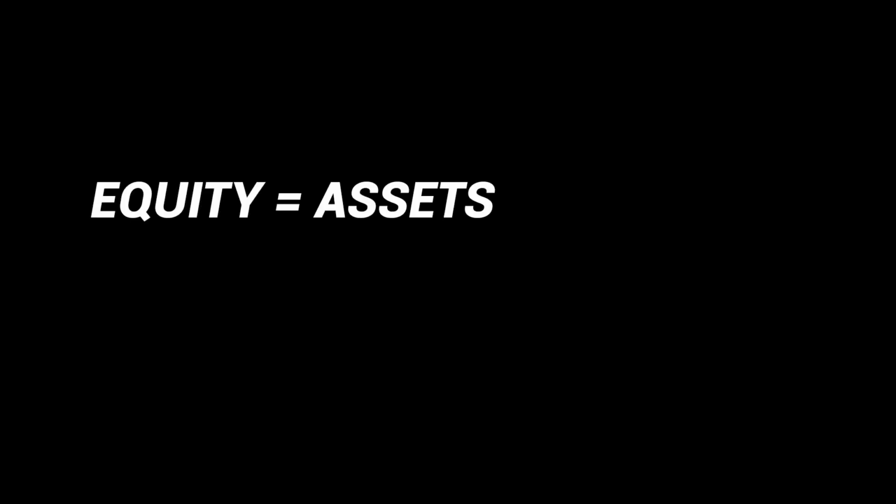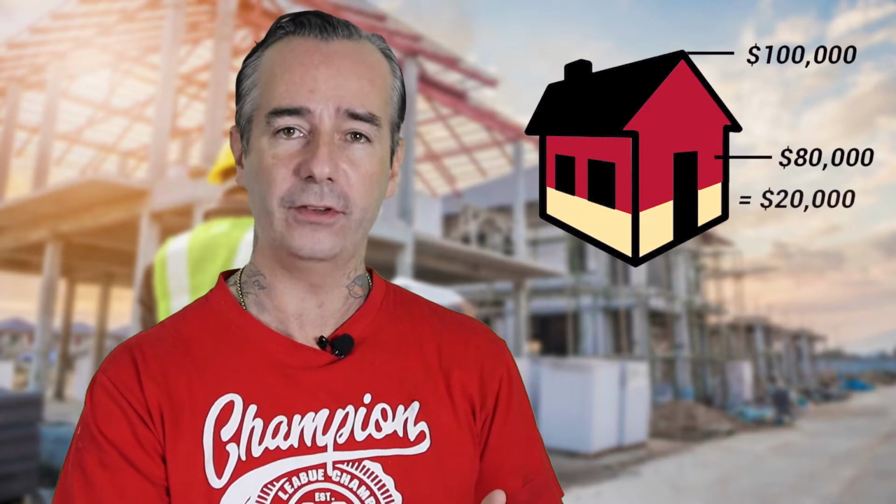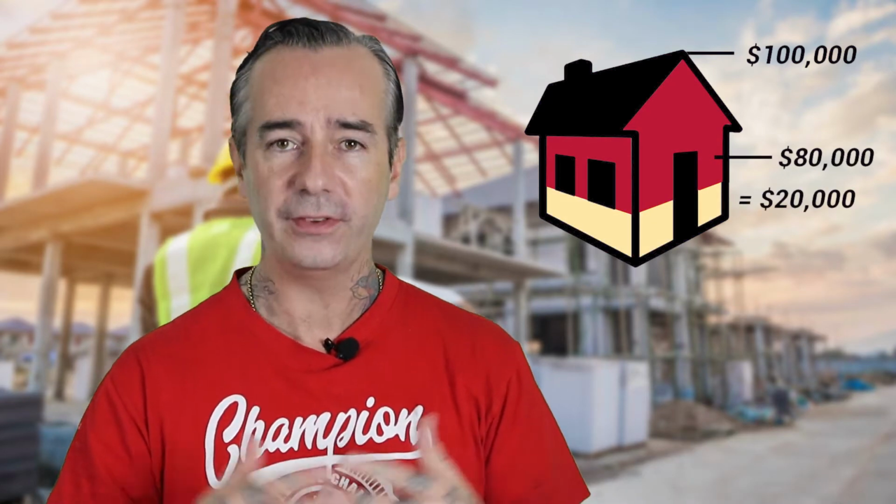Equity equals assets minus liabilities. In property investment, equity is the value of the property minus the debt on that property. Pretty straightforward, yeah? A $100,000 property with an $80,000 loan on it leaves $20,000. So you have $20,000 in equity. So what's good about equity, you ask?